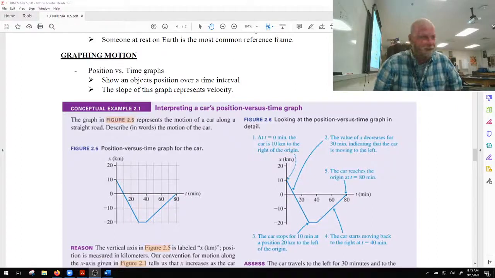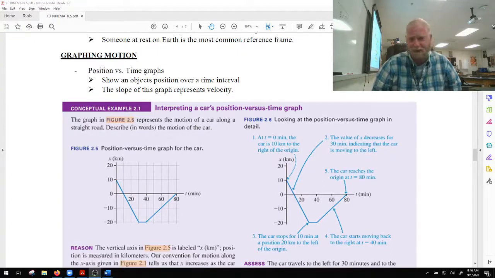All right, let's take a look at graphing motion. And so we looked at motion diagrams as a way to visually represent an object's motion. But typically, motion diagrams are only used at a very basic level. Most of the time, we're going to be analyzing graphs.